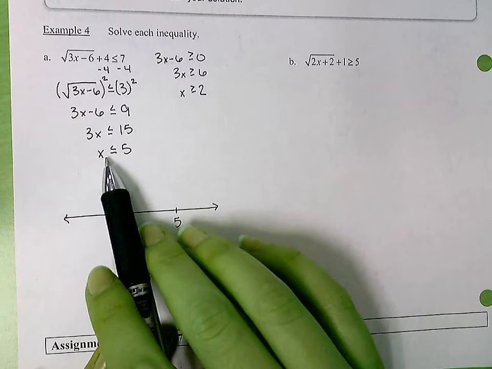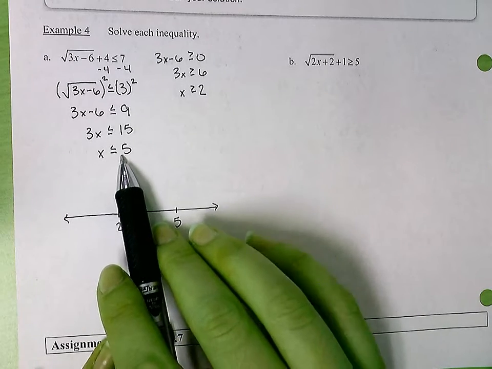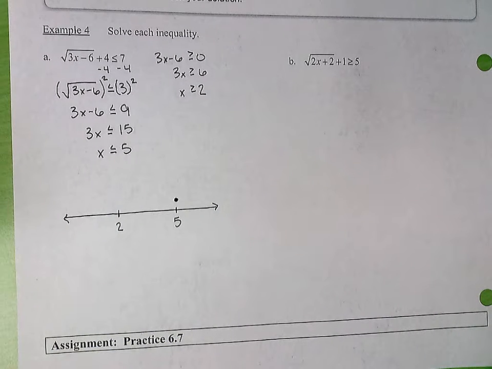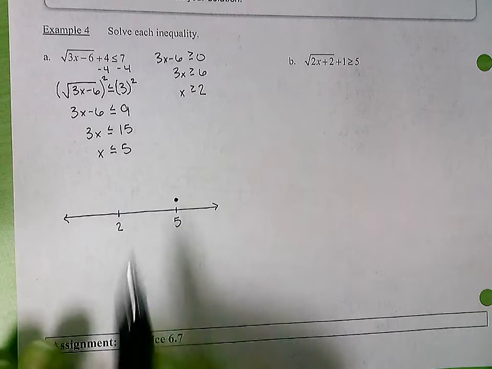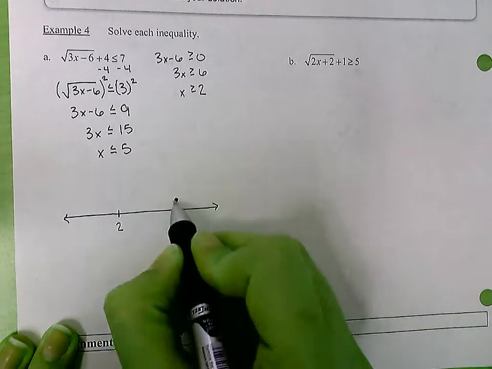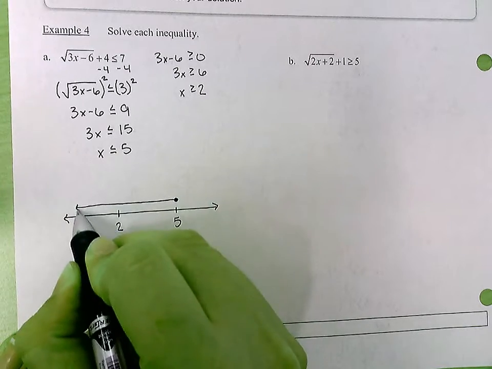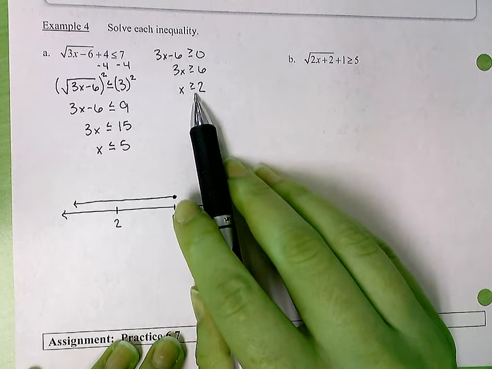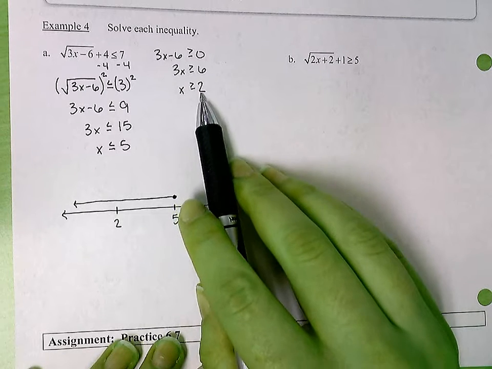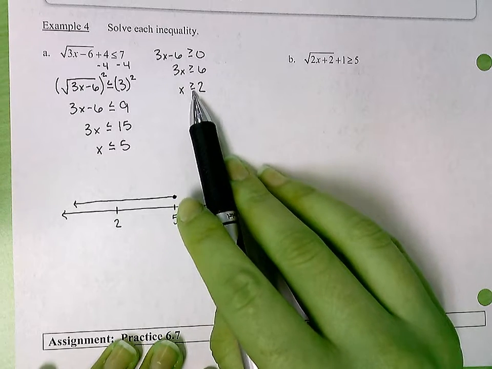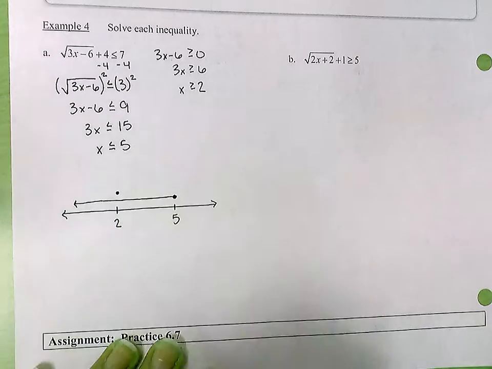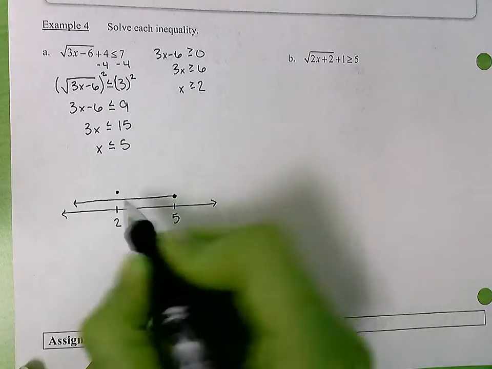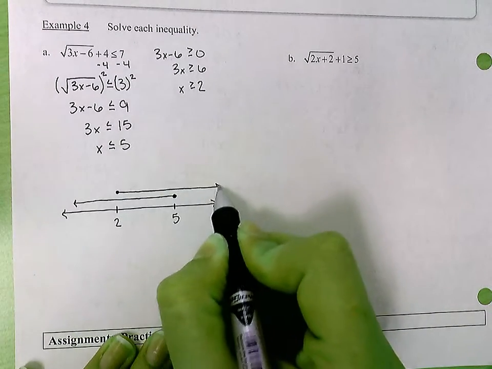So from here, my x value has to be less than or equal to 5. Since it's less than or equal to, I'm going to draw on a closed dot. And it has to be less than that, so we're going to the left. My other one is 2. Again, that's an equal to one, so it's a closed dot. And x has to be greater than that, so we need all of the numbers greater than that value.